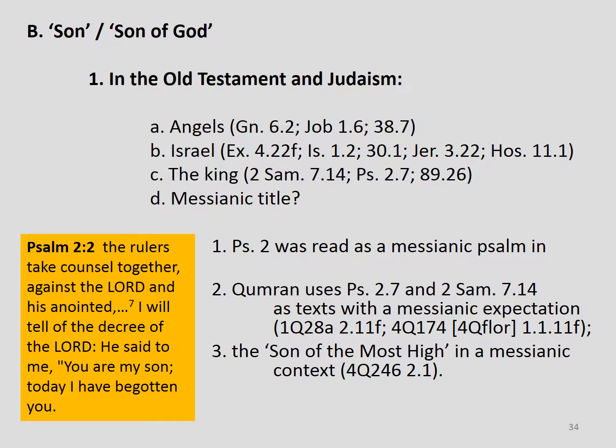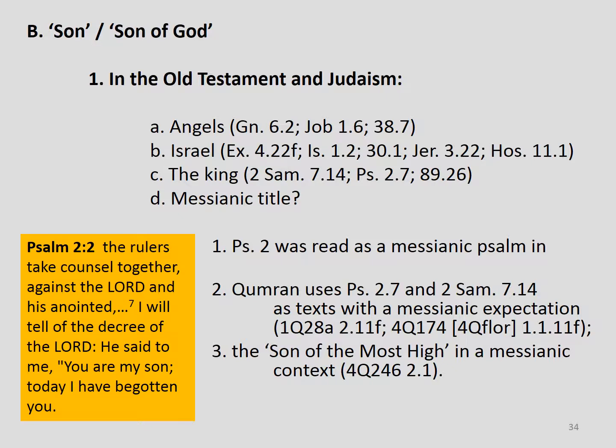So Psalm 2 says, "The rulers take counsel together against the Lord and his anointed. I will tell of the decree of the Lord. He said to me, 'You are my son. Today I have begotten you.'" So here we have the anointed one who is the son, and he is a king. Psalm 2 was read, we know, in Judaism in the time of the first century as a messianic psalm.